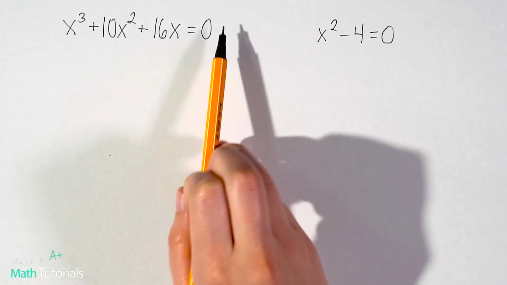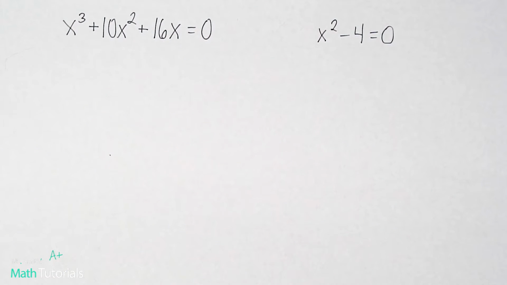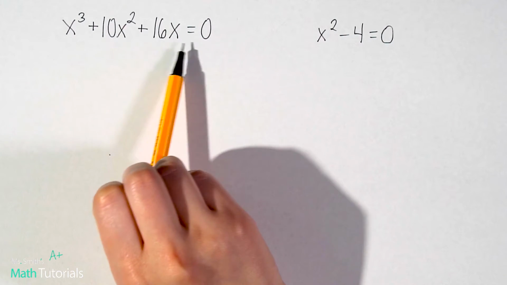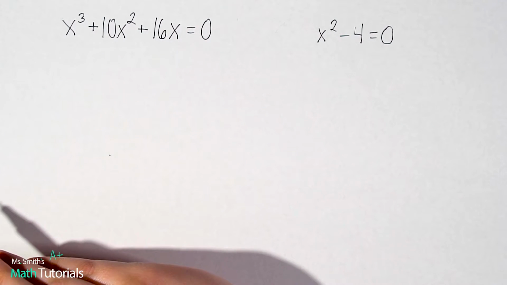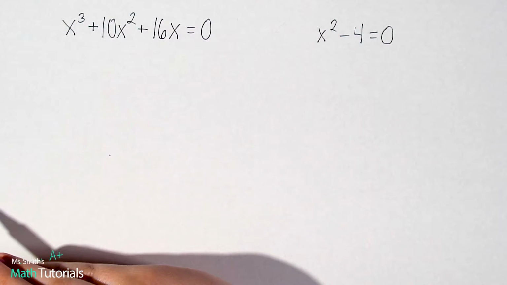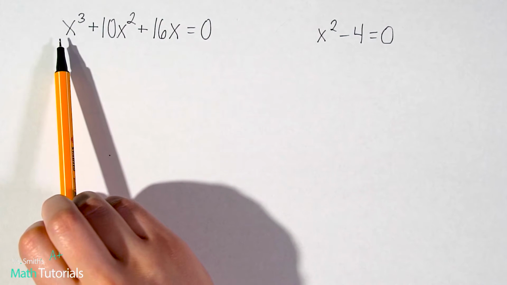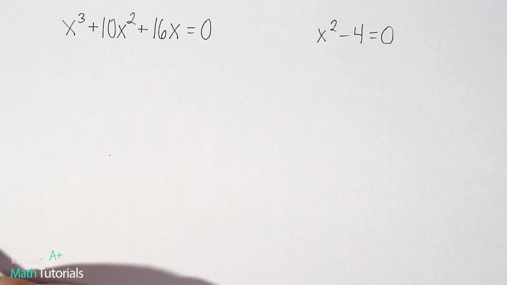So that's good. I don't need to move anything over. It's already set equal to 0. Okay, so my first question when factoring a trinomial is, do I have a GCF? Let's see. As far as numbers, I've got 1, 10, and 16. So the biggest number that can come out of that is just 1. So that's not going to help me at all.